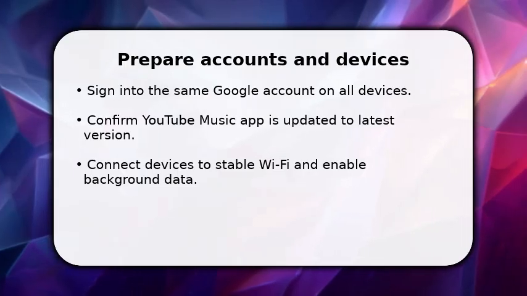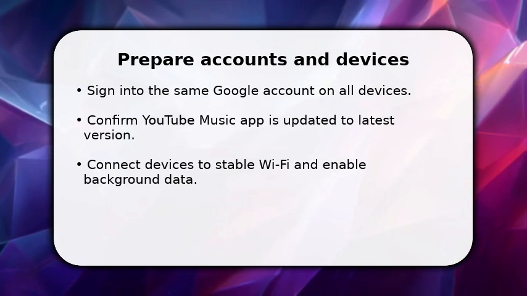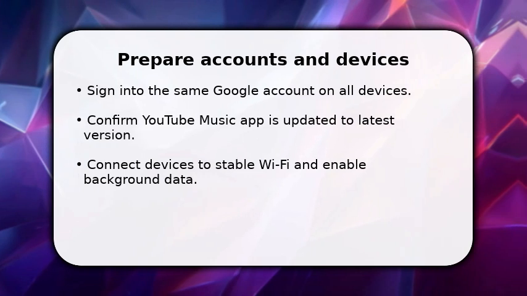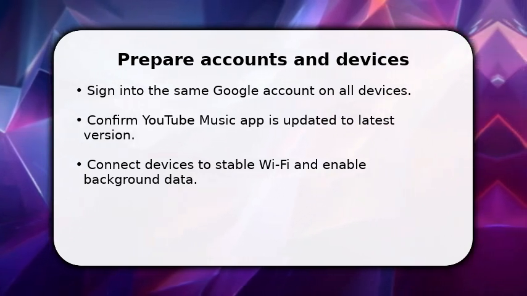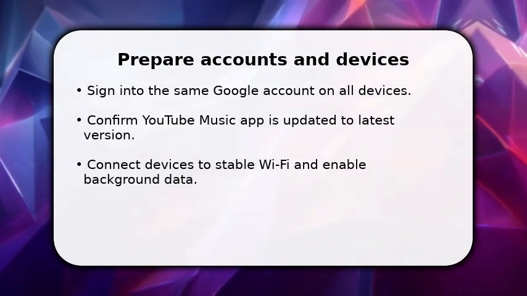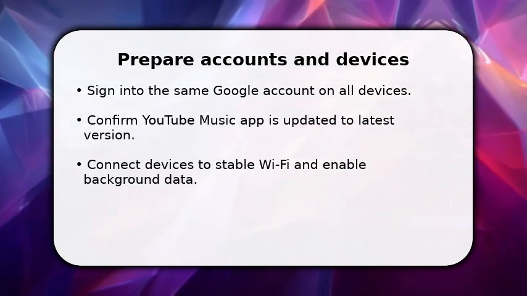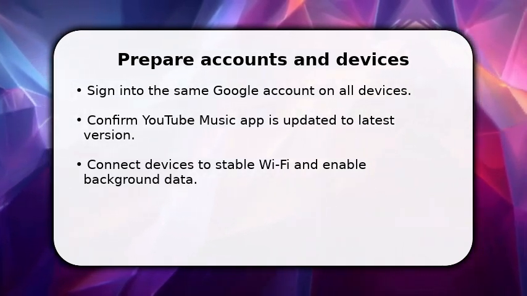You start by using one consistent Google account across phones, tablets, and desktop because your library and preferences sync through that account. Once done, update the YouTube Music app so features match across devices, and make sure each device has a stable Wi-Fi connection and background data allowed.